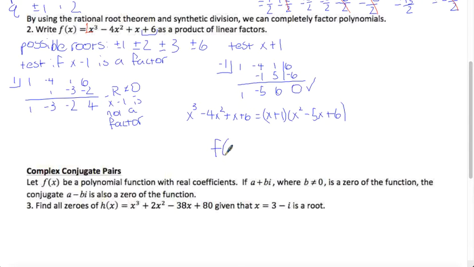So we only had to use the synthetic division method once. It's x minus 2, x minus 3. And we can do a check here. X minus 2 is one of our possible roots, and x minus 3 is also one of our possible roots. So this would mean the roots of this function are -1, +2, and +3.